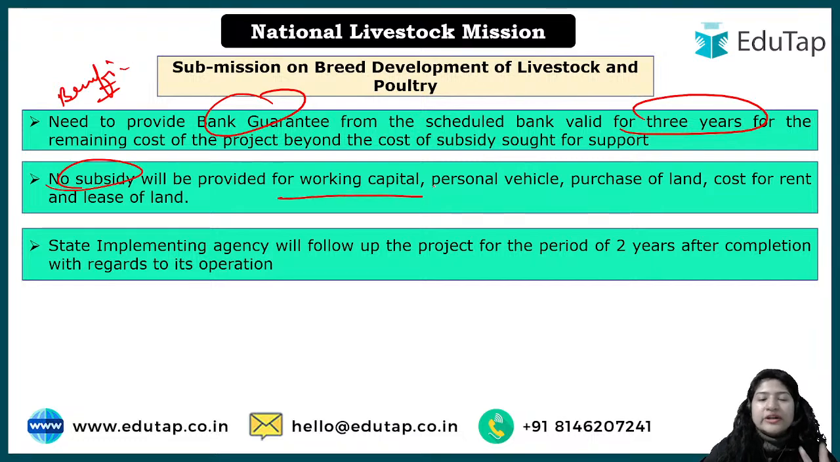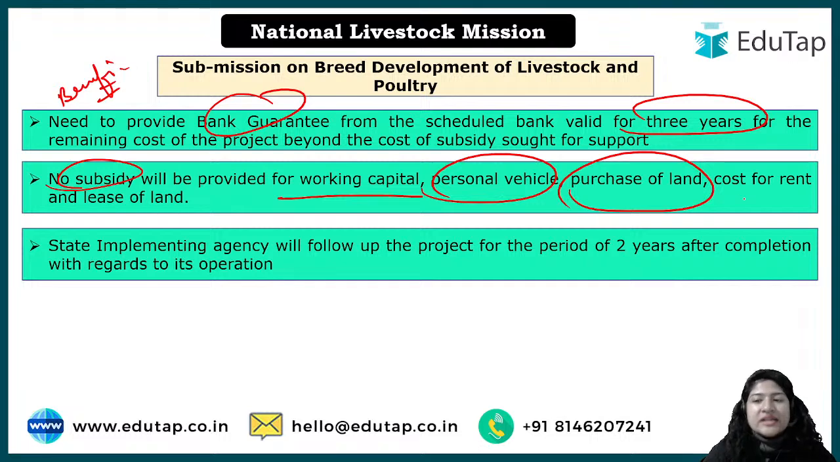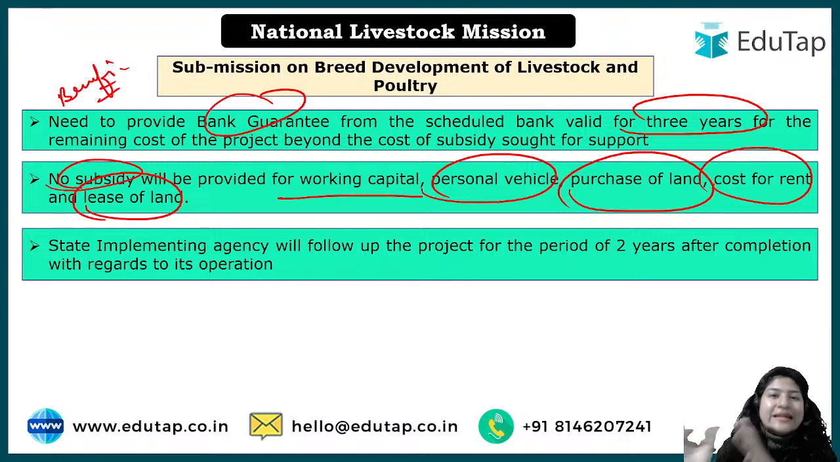ठीक है. For day to day expenditure, or for a personal vehicle, or purchase of land, cost of rent, lease of land. मतलब इन सब के लिए subsidy will not be given. Only for the construction of that particular farm and whatever technologies need to be bought for that particular farm, for that project cost subsidy will be provided, not for personal use or purchasing of land or the leasing or cost of renting वगैरह के लिए नहीं होगी.